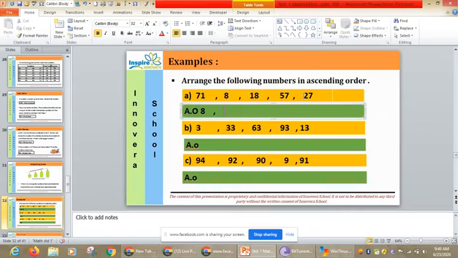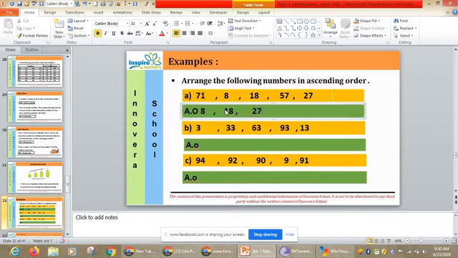Now among these numbers, which is the smaller number? Is 7 smaller? No. Is 1 smaller? Yes. So you have to see the digits. When 2-digit numbers are given to you, you will check the digits in the tens place first. So the next number will be 18. After 1, there is 2.